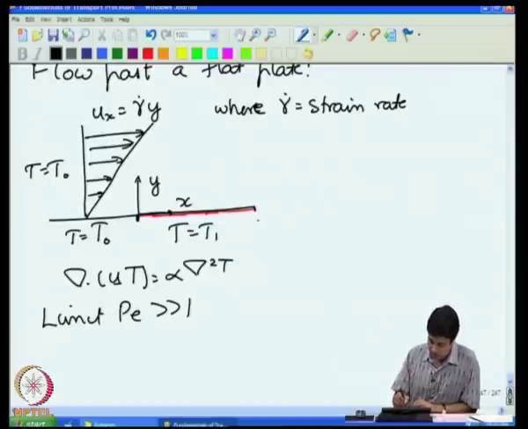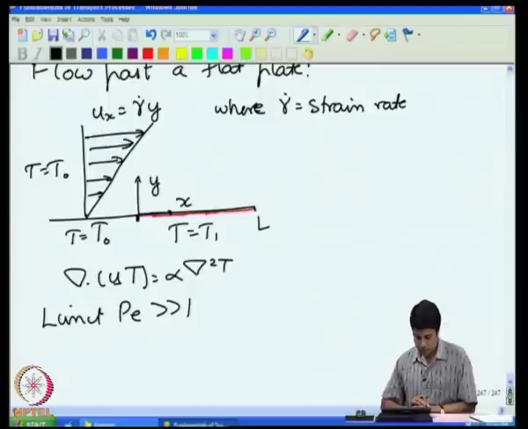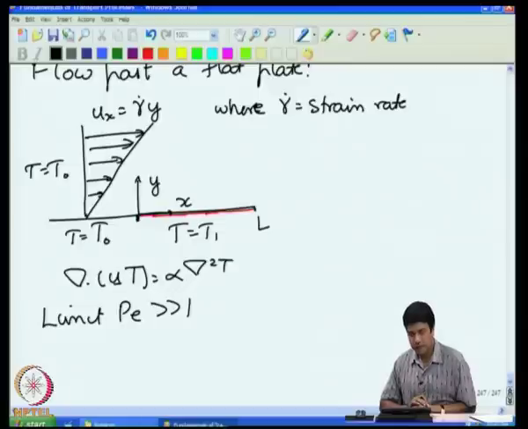Length L is the length of the heated section. What does high Peclet number mean? I have a thermal diffusion coefficient alpha, with dimensions of length squared per unit time. I have a characteristic length, which is the length of this heated section L, the characteristic length in the problem.